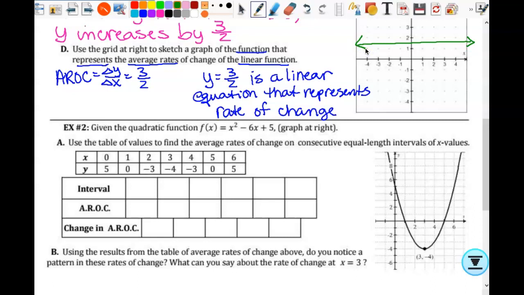So when x is -4, the rate of change is 3/2. When x is 1, the rate of change is 3/2, which should make sense because the rate of change is the same for the entire line because it's a line, right? We good with that?